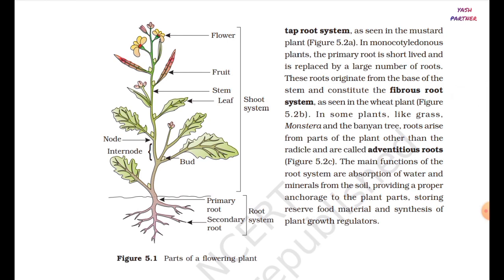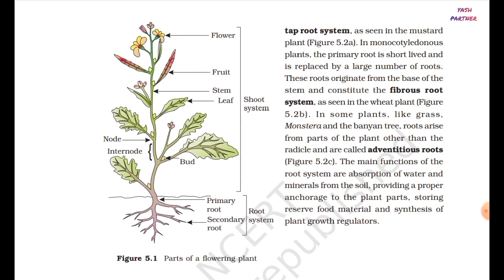In monocotyledonous plants, the primary root is short-lived and is replaced by a large number of roots. These roots originate from the base of the stem and constitute the fibrous root system, as seen in the wheat plant, figure 5.2b. In some plants like grass, monstera and the banyan tree, roots arise from parts of the plant other than the radicle and are called adventitious roots, figure 5.2c.